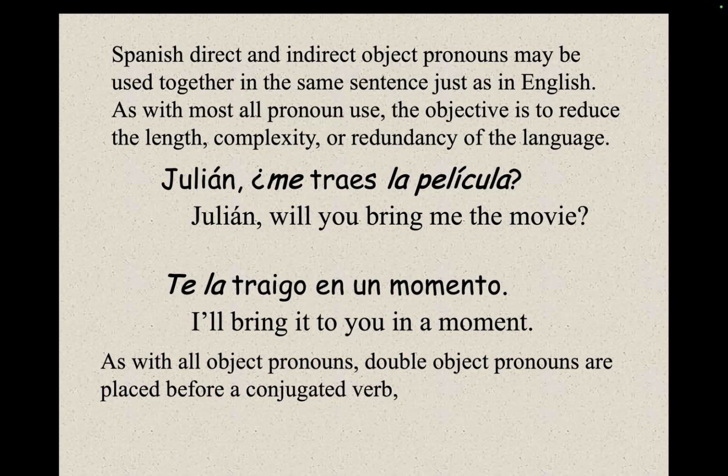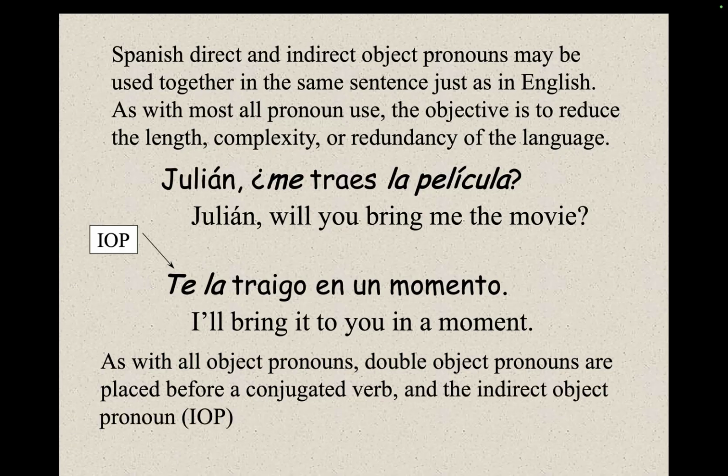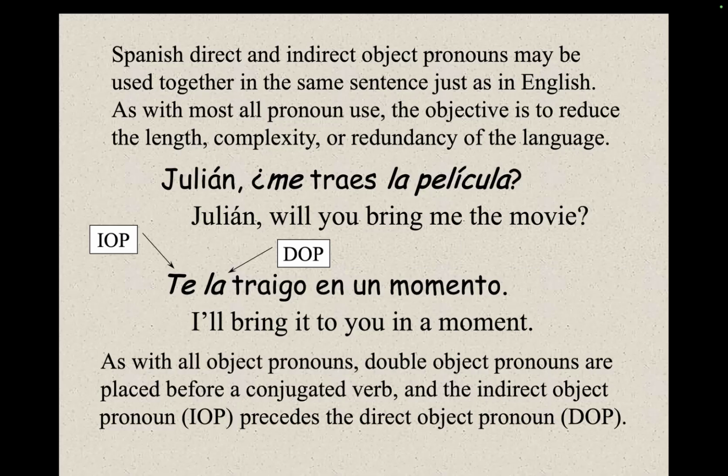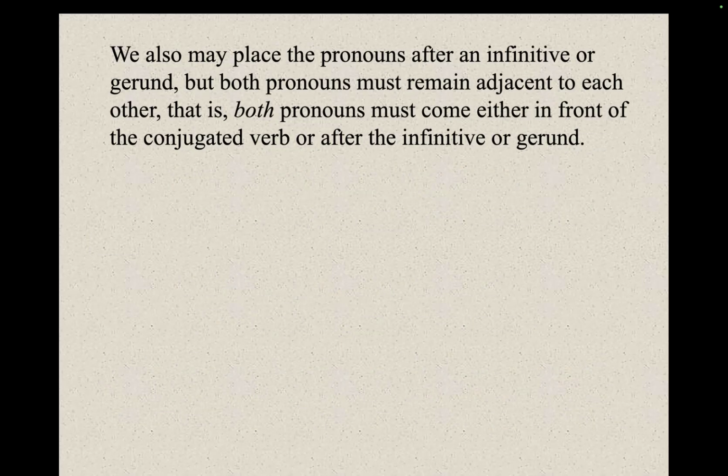Now, if you have two verbs together with no change of subject, we will see that we can place them at the end of the second verb as well. But we're not there yet. "Te la traigo." So the indirect object pronoun, the first one, "te," precedes the direct object pronoun. So far, so good. That's the way this works. We also may place the pronouns after an infinitive or a gerund, but both pronouns must remain adjacent to each other. As I said, they don't like to be separated. That is, both pronouns must come either in front of the conjugated verb or after the infinitive or gerund.